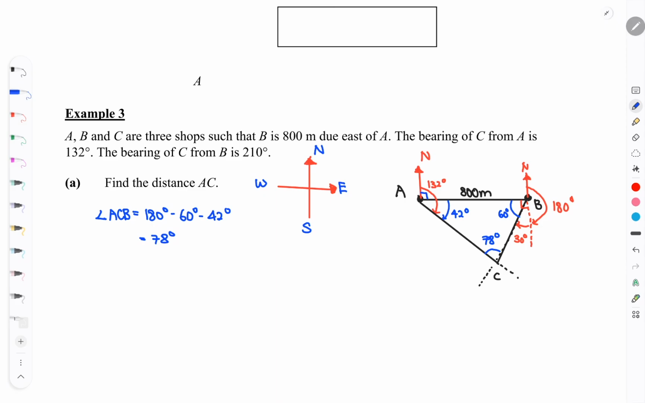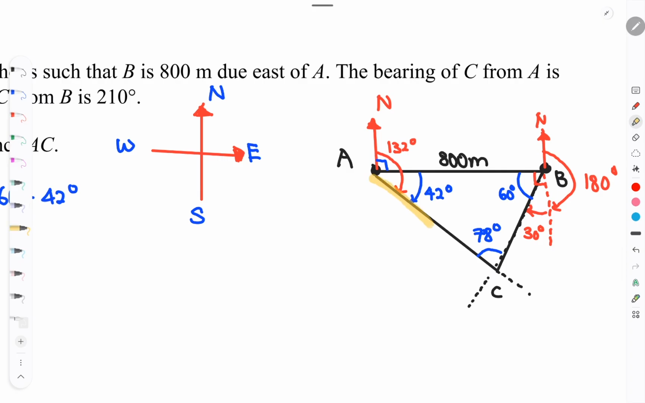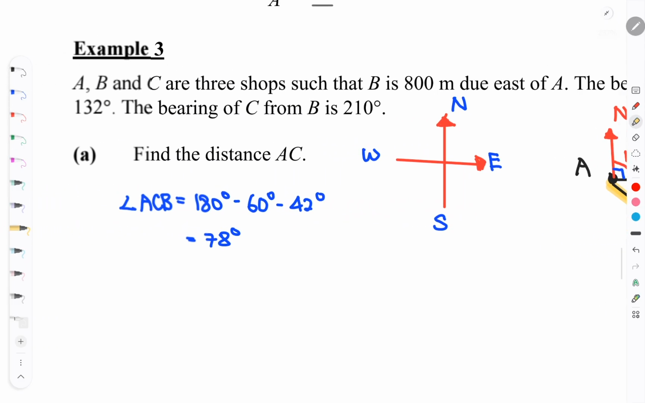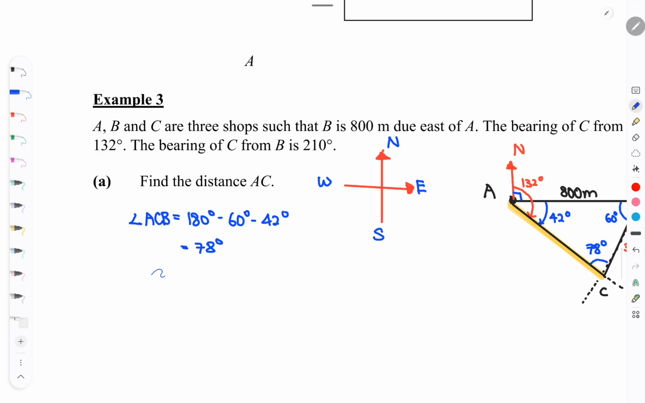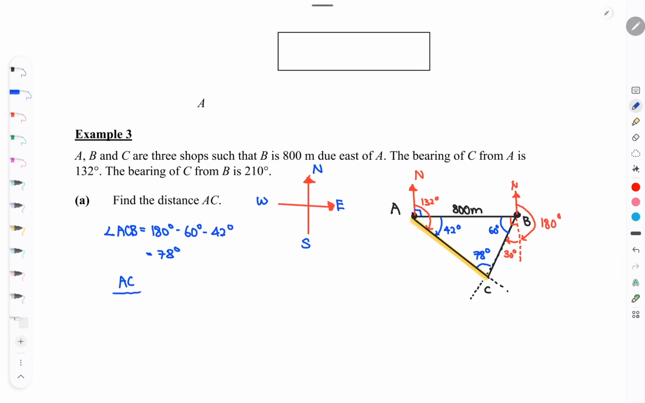Okay, find the distance of AC. AC, this one highlighted in yellow. So I have three angles. I have one side. The only thing that I can use is my sine rule. Okay, so AC over its corresponding angle, so now it is sine 60, equals the only other side I have over its corresponding angle, which is sine 78.